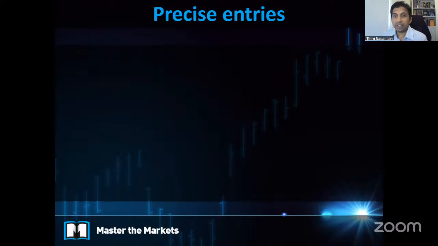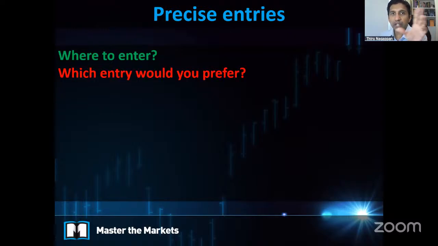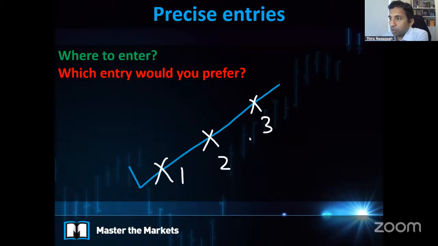So where to enter? To answer that question, I will throw you back another question, and I want to give you a diagram. And you guys tell me which entry would you prefer. So I'm going to show you this: a swing move here, a bottom to top move, and I've labeled points 1, 2, and 3. Where would you all prefer to enter? Is it number 1? Is it number 2? Or number 3?